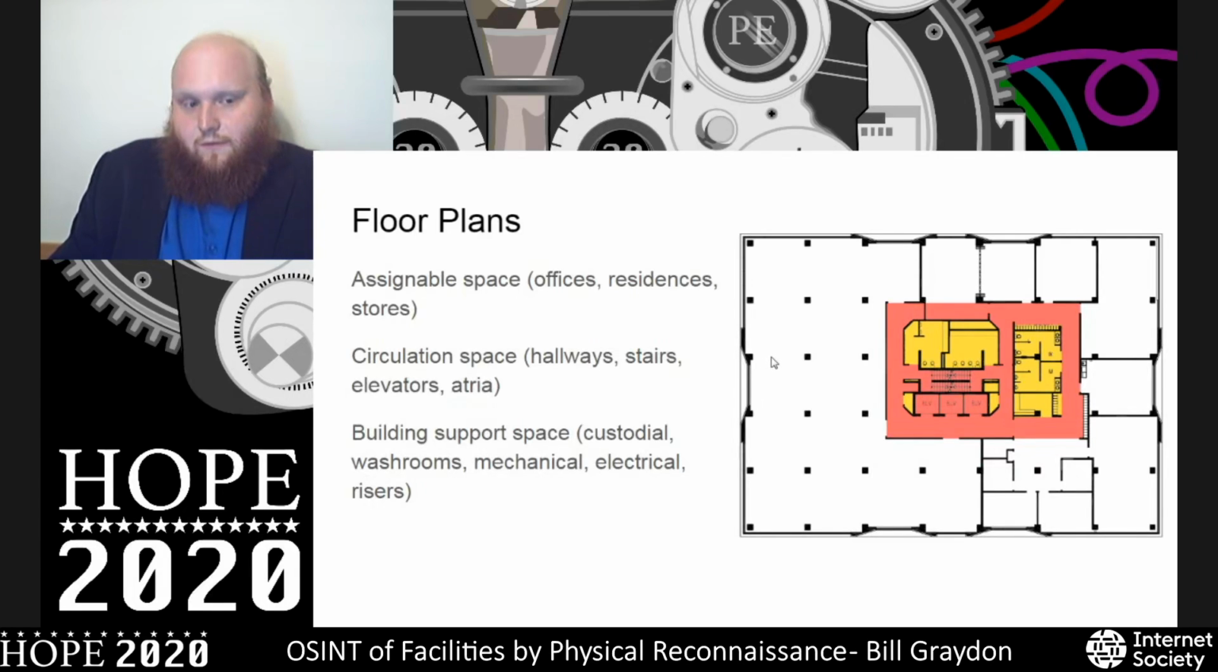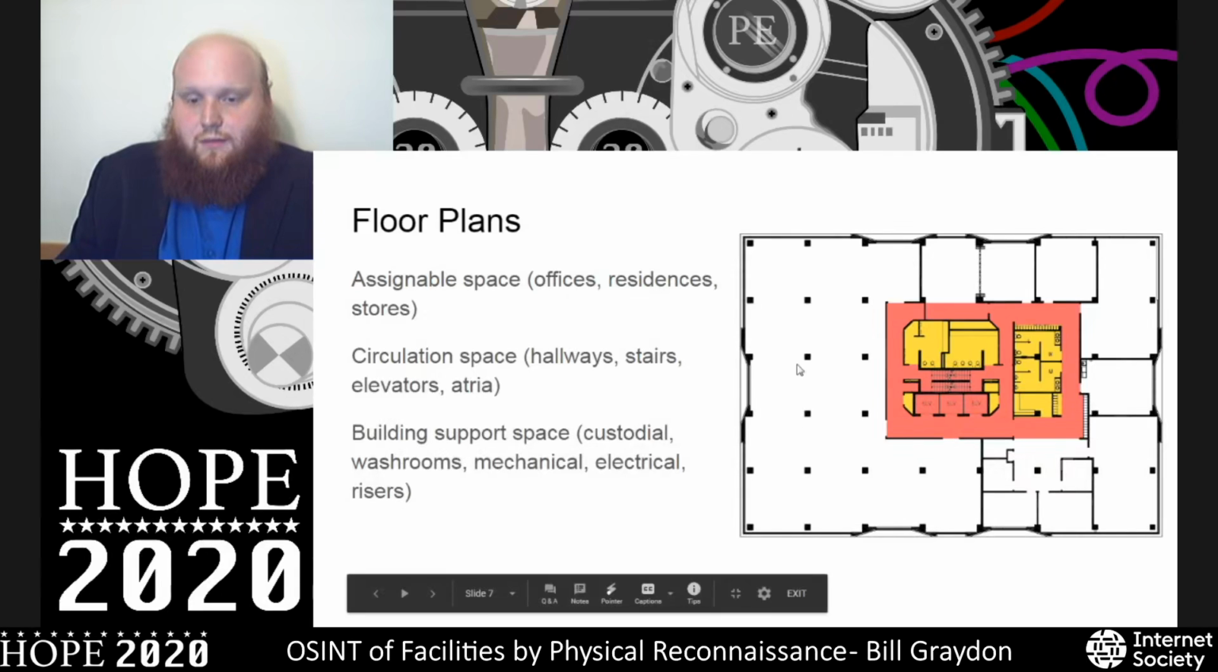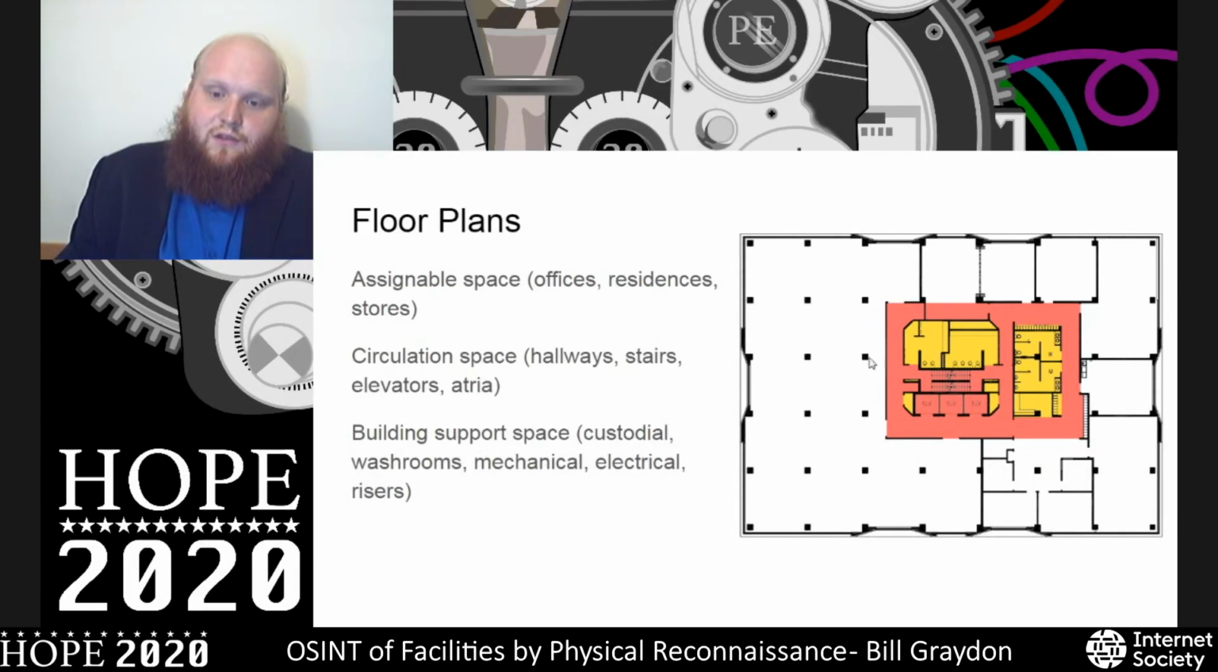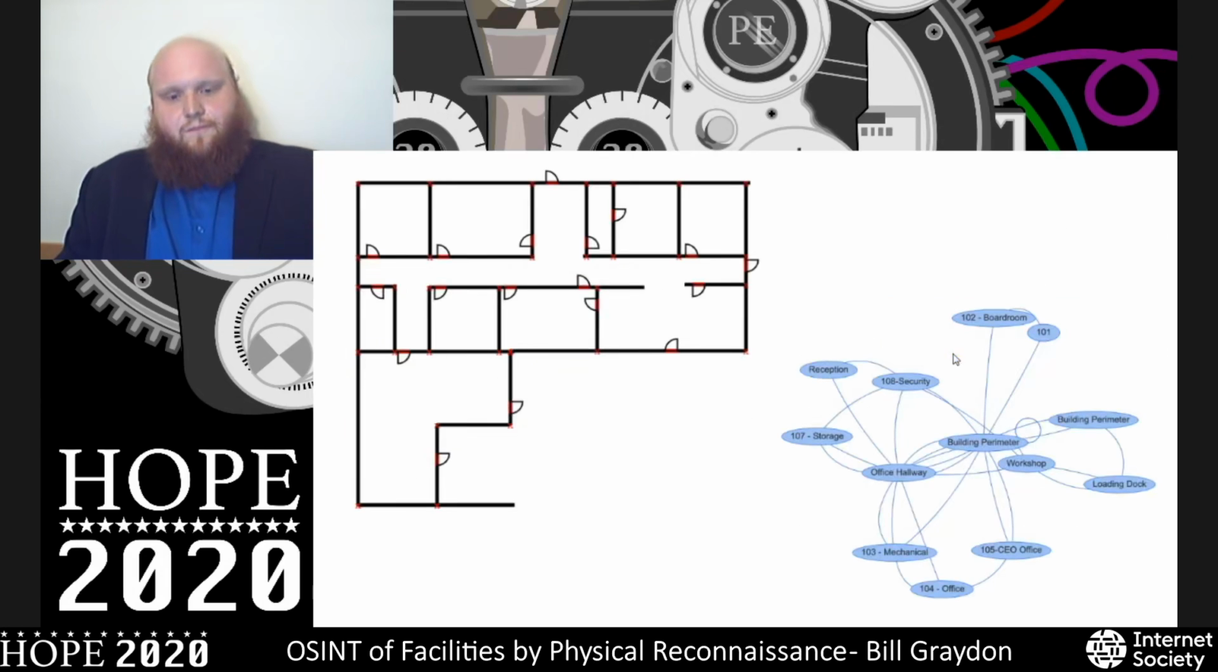What we'll be talking about for the bulk of this talk, though, is what's inside the facility itself. And we'll be looking fairly heavily at floor plans to do that, which are generally, we can kind of categorize them as assignable space, so that'll be offices and other usable spaces, circulation, so hallways and stairs, as well as building support space, like mechanical rooms, washrooms, custodial, etc.